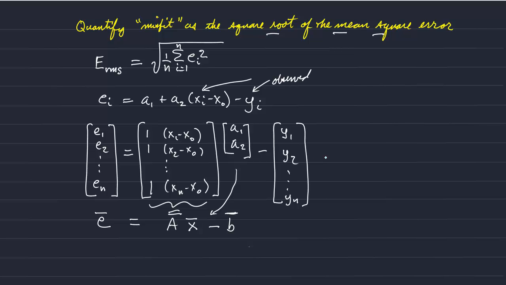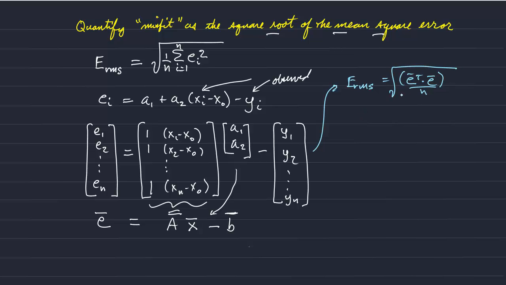So with those vectors and matrices defined, we can calculate E_RMS as the transpose of our error vector times our error vector. That gives the sum of square errors. And we divide that by n, and we take the square root of all that.